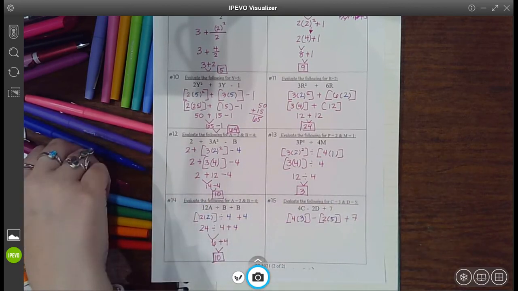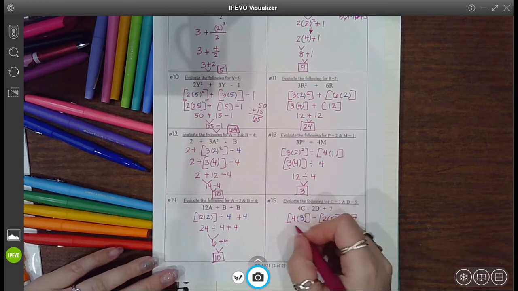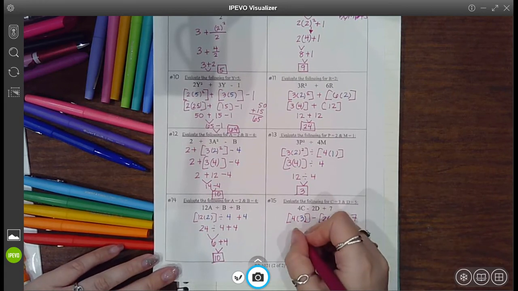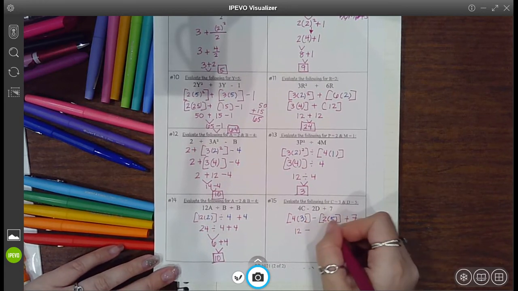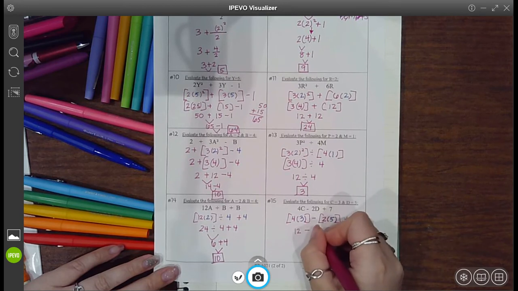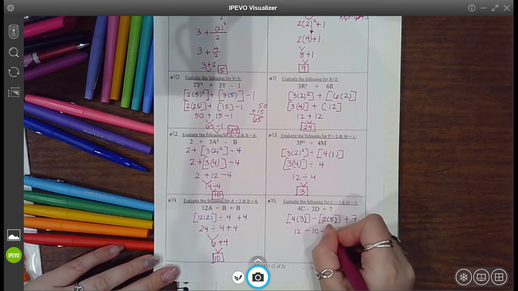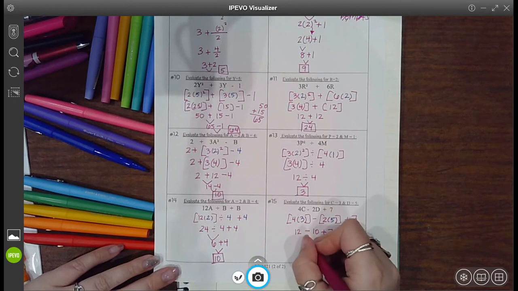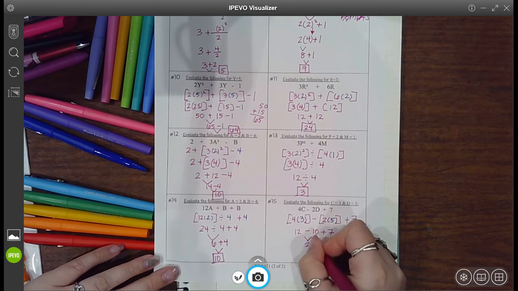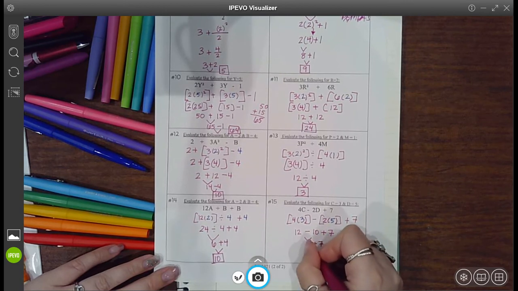All right, let's go ahead and try to finish it. So this term simplifies to 4 times 3 is 12. This term simplifies to 2 times 5 is 10. And bring down that plus 7. 12 minus 10 is 2 plus 7. And then 2 plus 7 is 9.